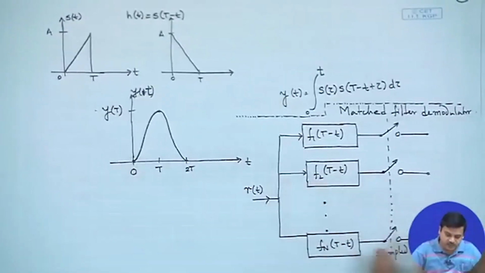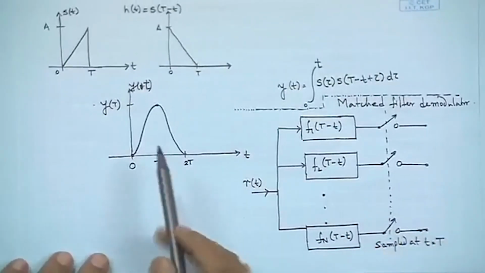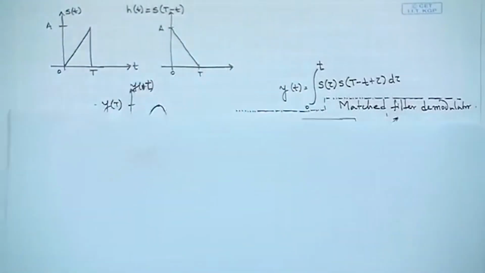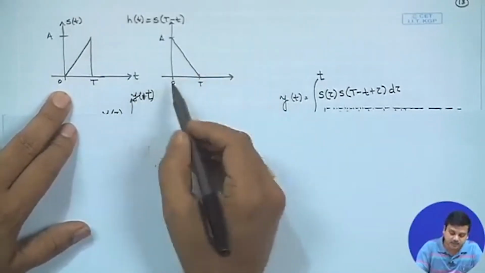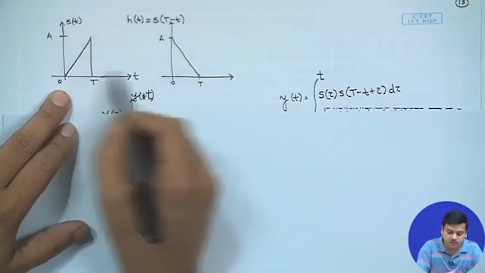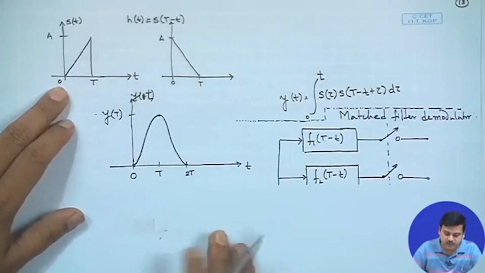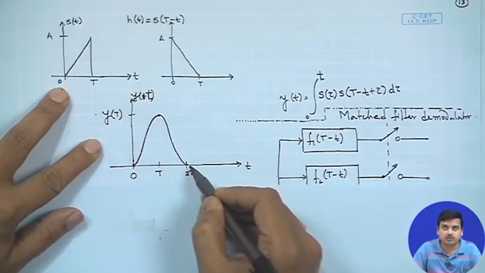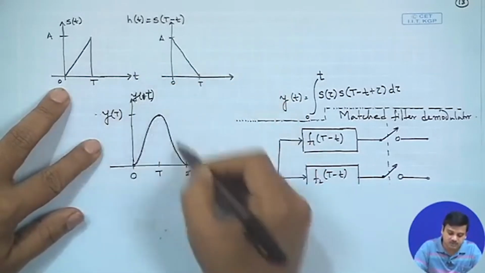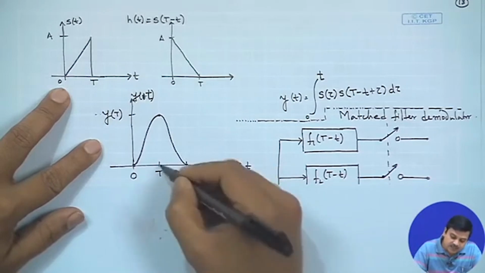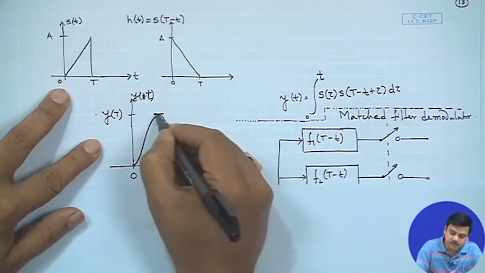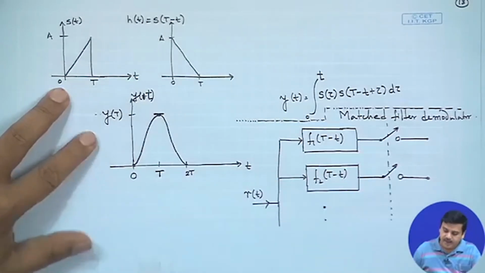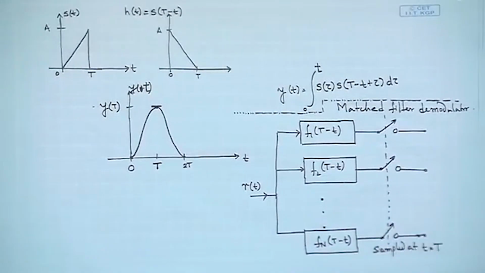So, what we have over here is the typical output that you would get. That means, if you have a signal S of t represented in this form and h of t would be the flipped version, when you do the filtering operation with this, you are going to get an outcome which looks like this. You just have to solve this, and you are going to get it in this form, which has a peak value at small t equals capital T. This is the peak value of the signal.